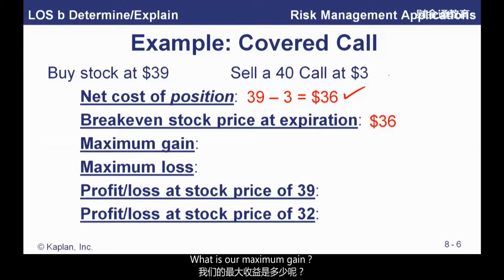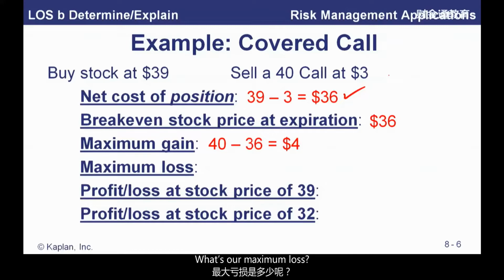What's our maximum gain? Well, let's see. What's the best that can happen? If that stock price is 40 at expiration, the call expires worthless. It's just at the money. It's not in the money. We're in at $36. We'd get 40 for our stock. We'd have a gain of $4. Well, what if the stock price goes to 100? Well, we sold calls at 40. So we still get 40 for the stock. Our gain is still $4, or $4 a share anyway. And so that's our maximum gain.